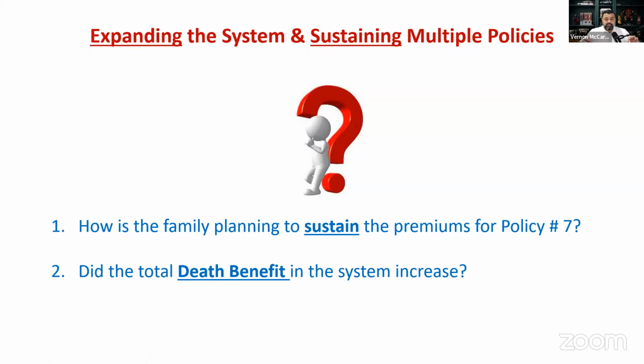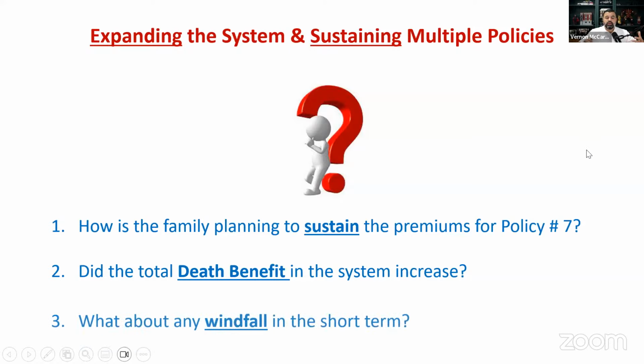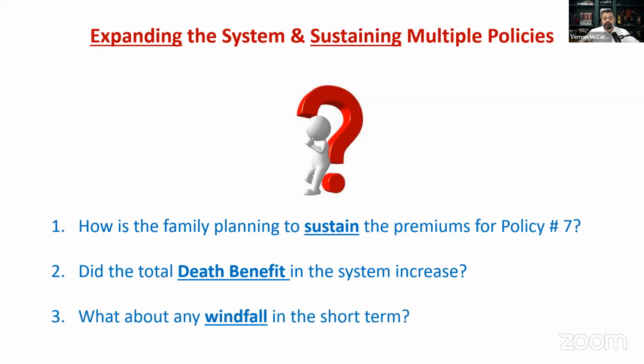Now, did the total cash value of the system increase? Or excuse me, the total death benefit of the system increase? Absolutely. So think about that. They added another policy to their system. So that means there's more death benefit. That means that inevitably, one day, someday, someone and all of them are going to die. And so they've added more protection for the family, but also created more growth and compounding as long as you're alive.